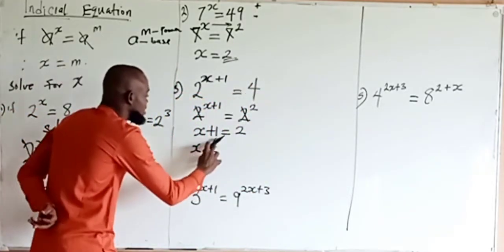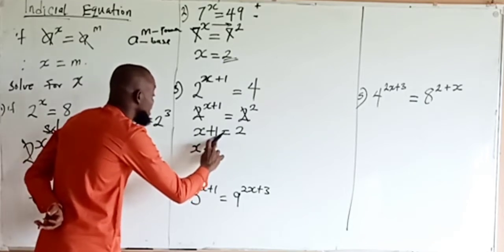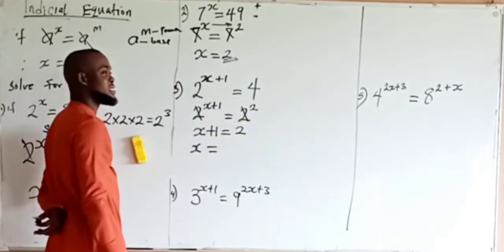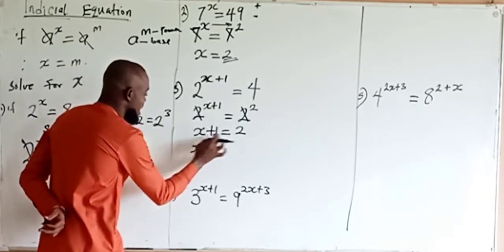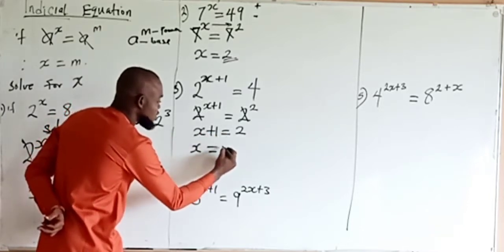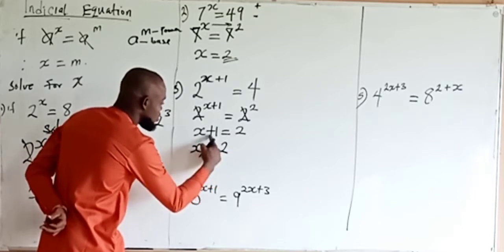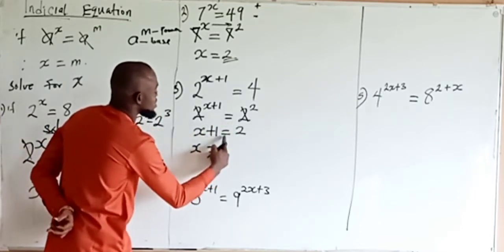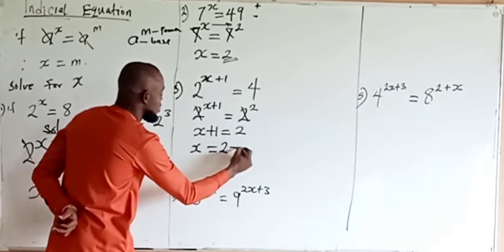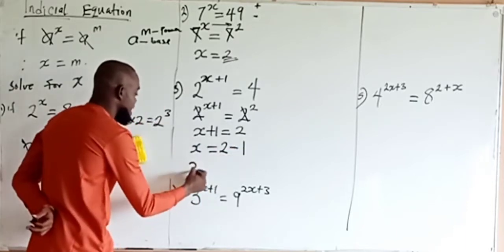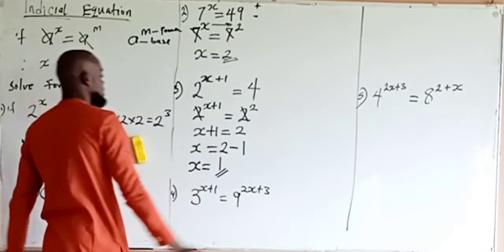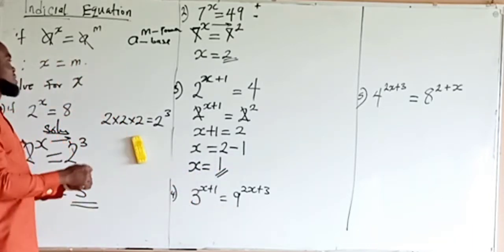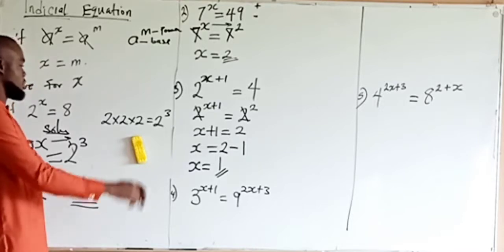So now let's say 1 does not have x. So 1 is going to go to the other side because we are collecting our like terms. So only x is here. Then if plus 1 crosses this sign, we change it to minus 1. We already have 2 there. This plus crosses this equal to sign and changes to what? Minus 1. Then x will now be equal to 2 minus 1. What is that? 1. So that will be the answer. Actually, the answer is that x should be equal to 1.